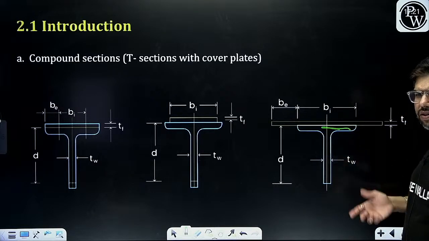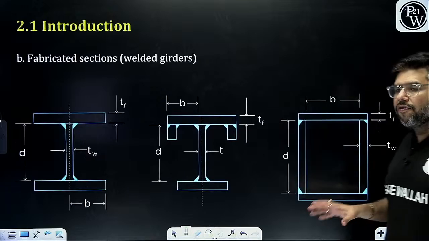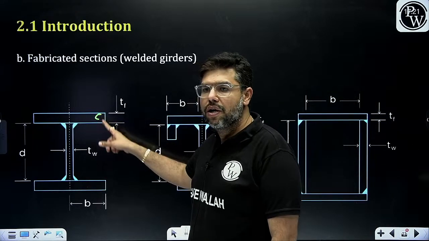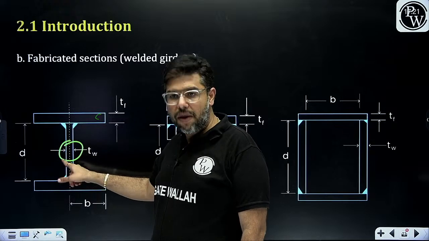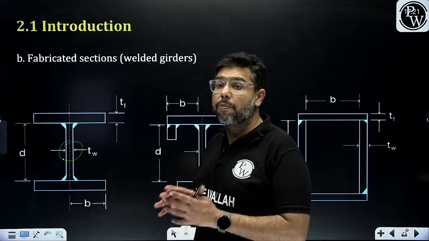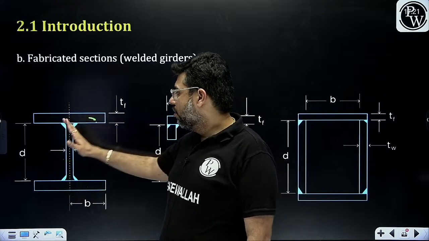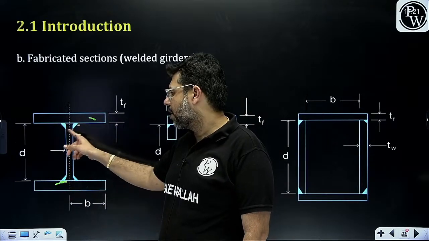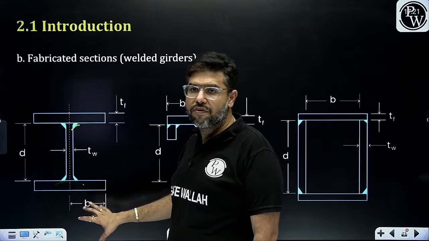I guess these all terms you understand. Flange and web you understand now? For the I section, this is the flange and this is the web. I section can be made with the help of plates also. 3 plates I have joined and I got the I section. Plates are connected with the help of welding. So this is the welded plate girder.